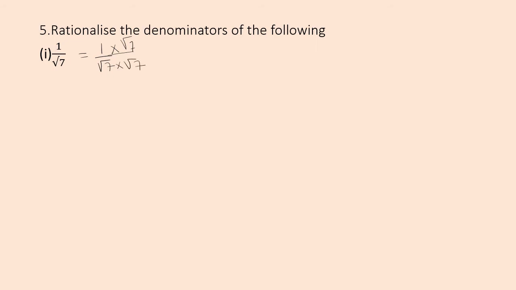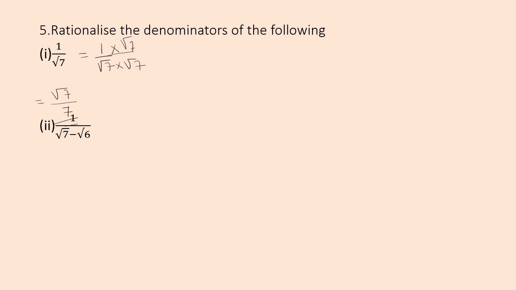That is, 1 multiplied by root 7 is root 7, upon root 7 multiplied by root 7, that is 7. So root 7 upon 7, having the denominator as a rational number, is equivalent to 1 upon root 7. Now question number 2, that is 1 upon root 7 minus root 6.